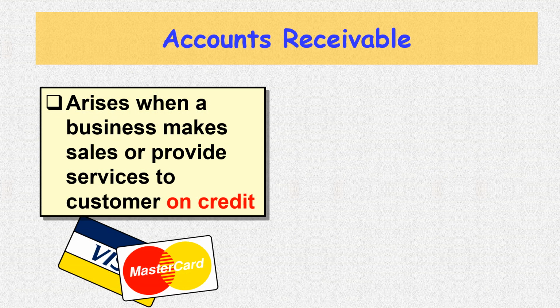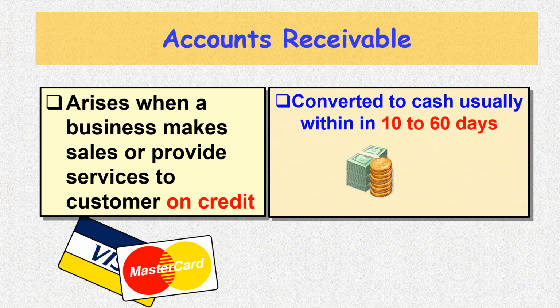So we understood the example of when a receivable is created. So what is a receivable? A receivable arises when a business makes a sale or provides services to a customer on credit. So when a customer buys something but does not pay you on the spot, that becomes a receivable. A receivable is generally collected within 10 to 60 days, depending on the type of industry the business is operating in. So a receivable is always on credit.